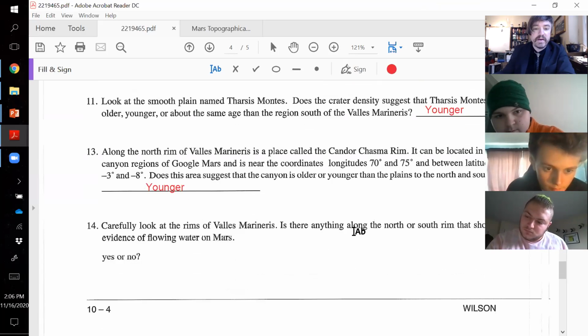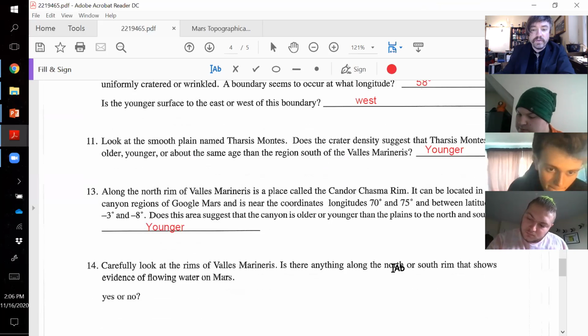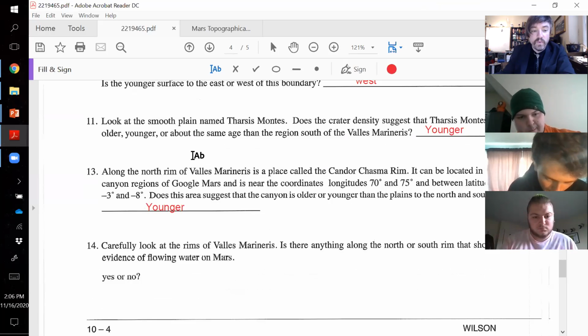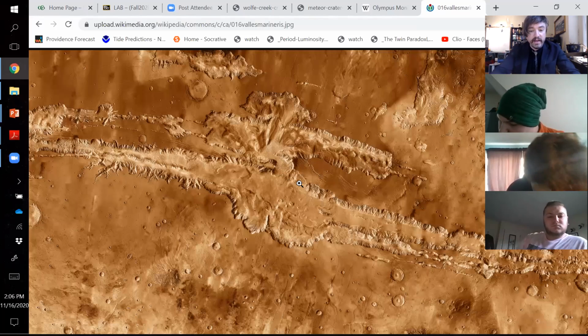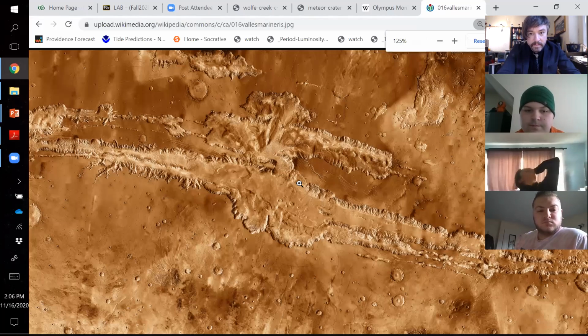Look at the rims of Valles Marineris. Is there anything along the north and south rim that shows evidence of water flowing on Mars? What do you guys think? Do you see any evidence of water flows here?